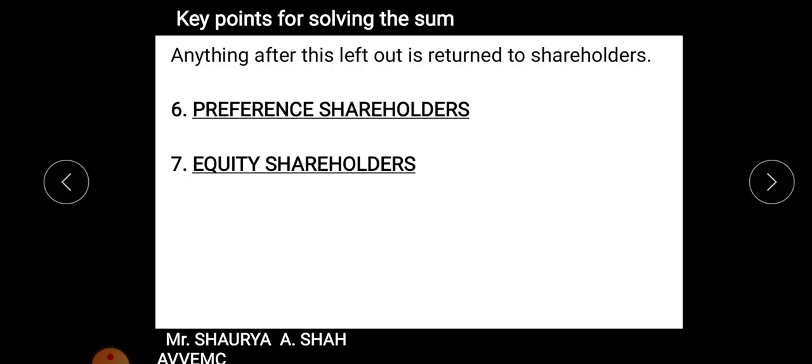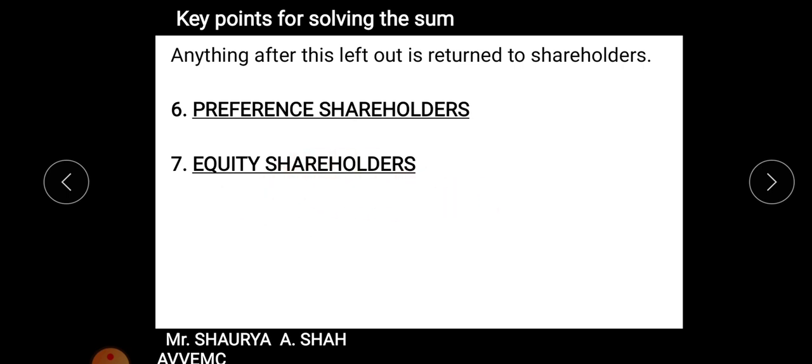Fine. Next you have: anything left after this will be returned to preference shareholders and equity shareholders, right? Preference shareholders. Now again here you need to see, first you need to total up the receipt column, then from that you need to total up all the payments up till your unsecured creditors. Any surplus left out will be paid to preference shareholders. If any dividend is also there, then that dividend is also to be paid to preference shareholders, maybe 1 year, maybe 2 years, depending upon the sum, right? After all this is completed, you need to see the balance amount to be paid to equity shareholders, right?